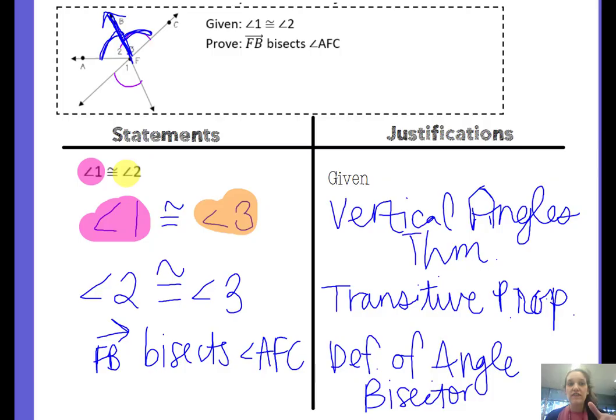So definition of an angle bisector works in both directions. If I tell you it's a bisector, you can say that the angles are congruent, or vice versa. If the angles are congruent, if 2 and 3 are congruent, then that ray has to be a bisector. So it's true in both directions because it is a definition.